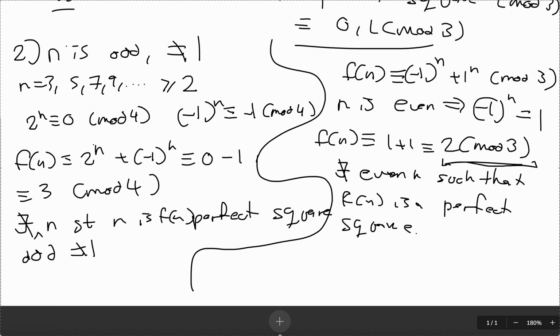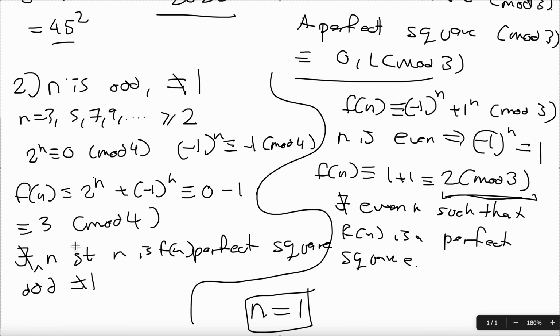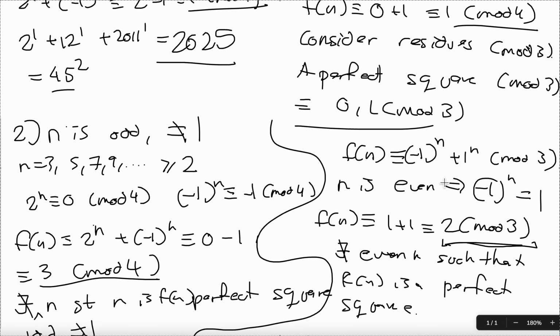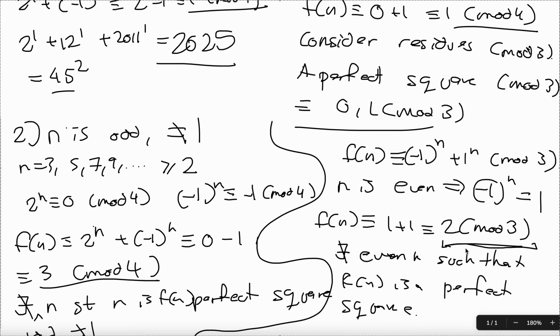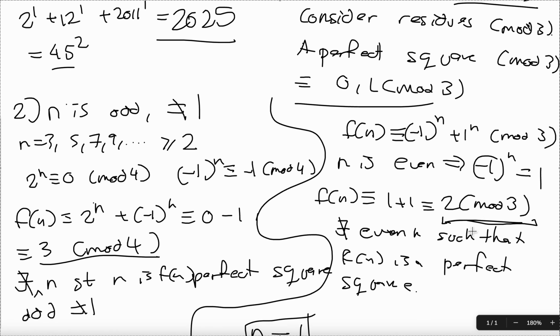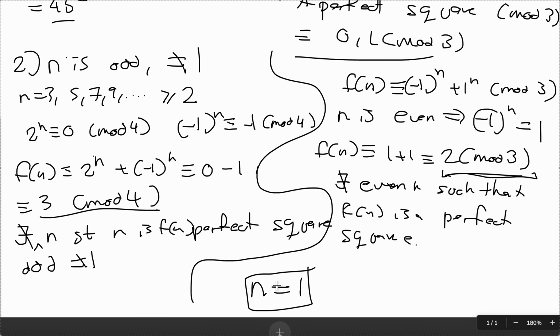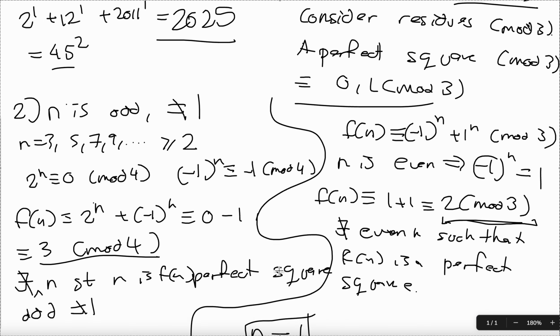So since the cases are exhaustive, the only possible answer is n equals 1. Because for any odd integer n that is not equal to 1, we get a contradiction mod 4, where it's 3 mod 4, and it has to be 0 or 1 mod 4. And if it's even, we look mod 3, and it's supposed to be 0 or 1 mod 3, but we get 2 mod 3, which is the one thing we can't have for a perfect square. And so therefore, n equals 1 is the only solution.